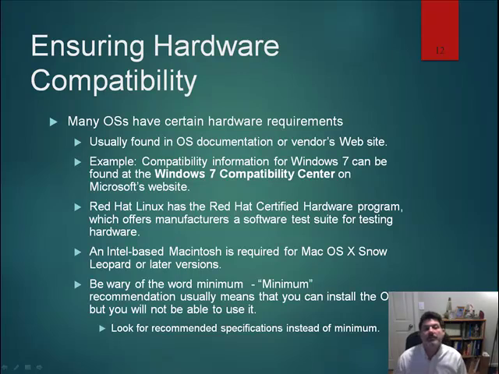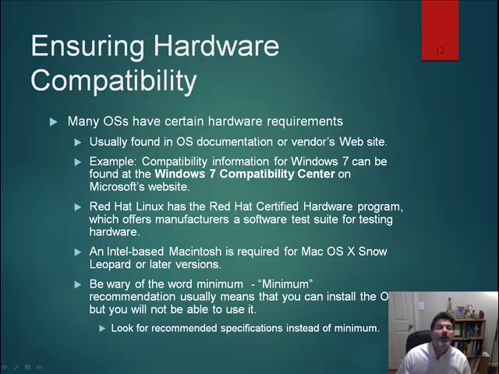Things like compatibility information for Windows 7, which can be found in the Windows 7 Compatibility Center. Same thing's true for Windows 10. Ever since XP, Microsoft has maintained special pages to address certain hardware requirements for each of their operating systems. Red Hat Linux has a Red Hat Certified Hardware Program, which offers manufacturers a software test suite for testing hardware. And an Intel-based Macintosh is required for Mac operating system 10 Snow Leopard or later versions of the Mac OS.